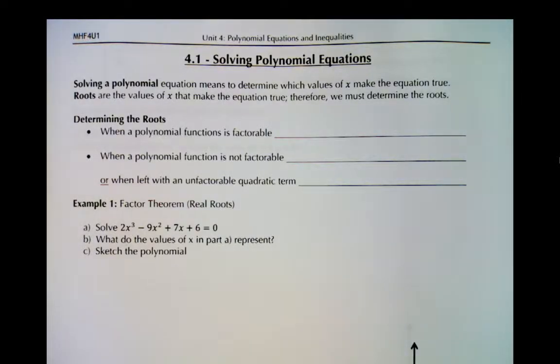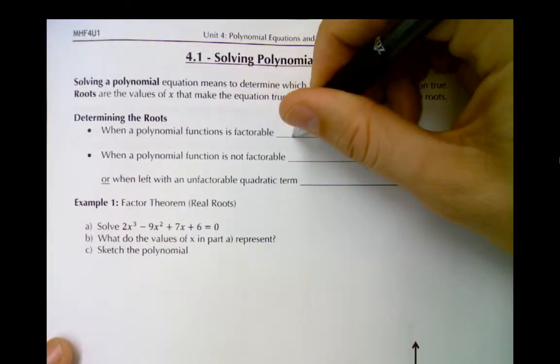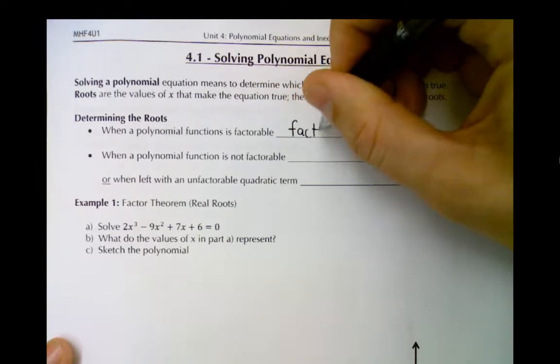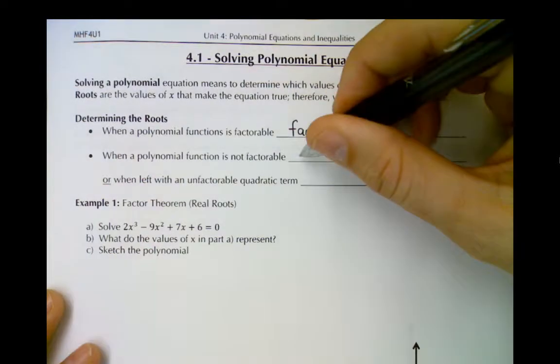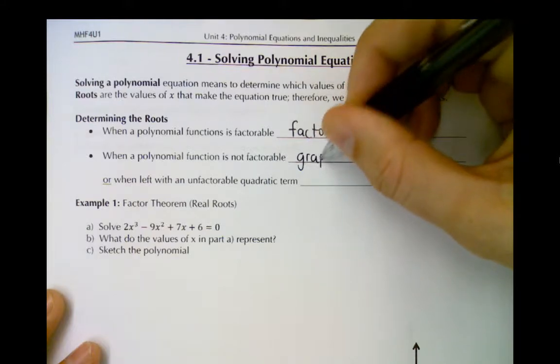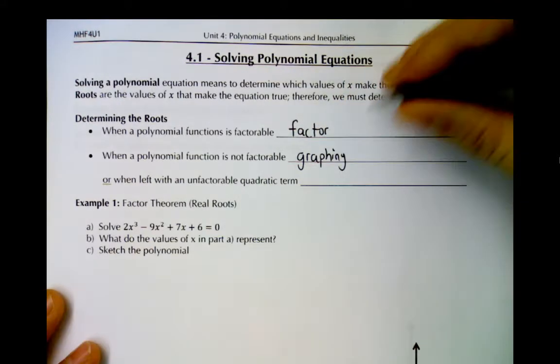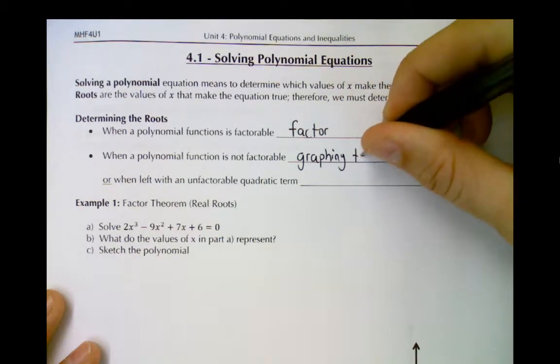When we're looking at polynomial equations and we're determining the roots, if the polynomial function is factorable, the strategy that we need to use is to factor. If a polynomial function is not factorable and you want to determine the roots, the only strategy we have is graphing technology, or Desmos would be the technology you're probably using.